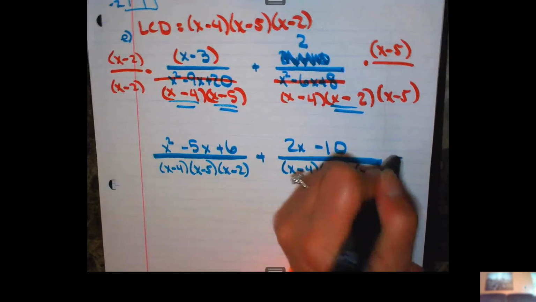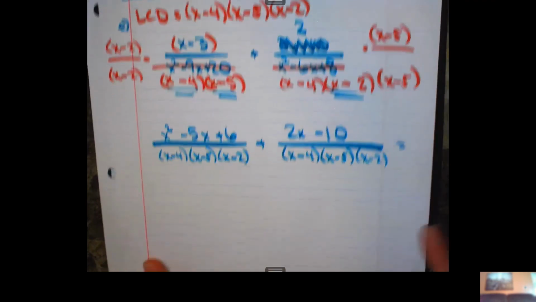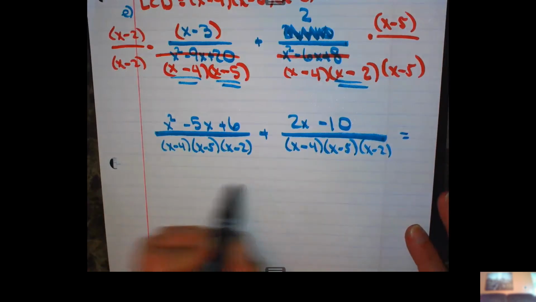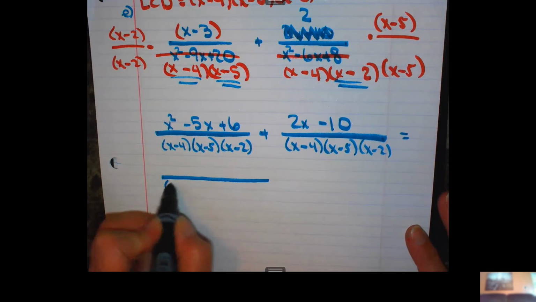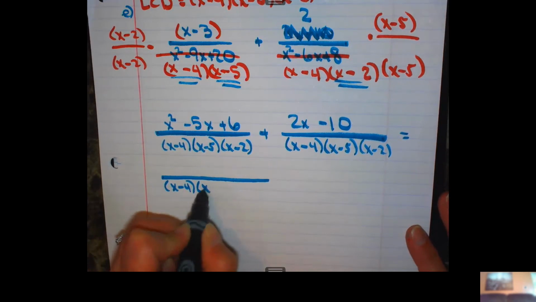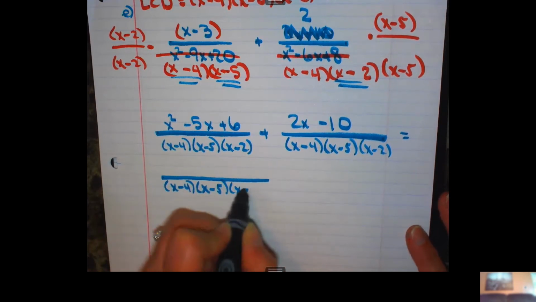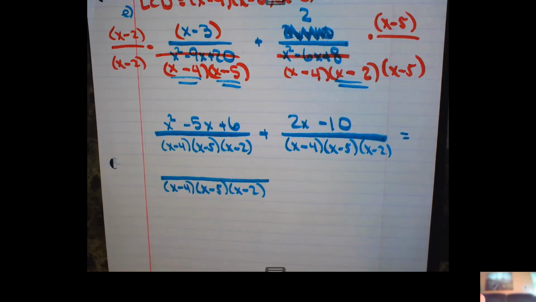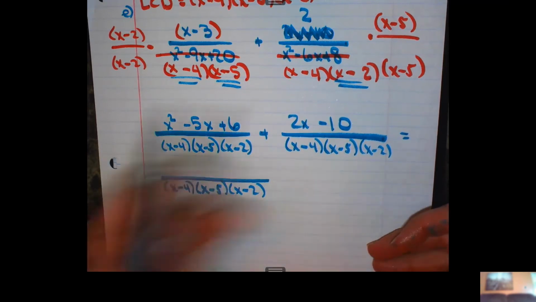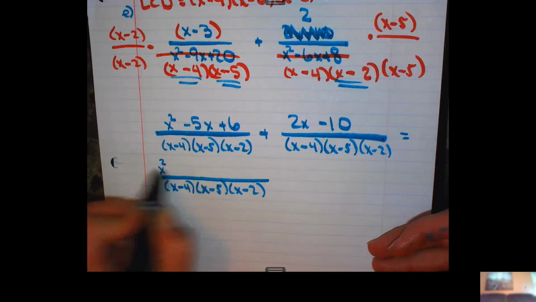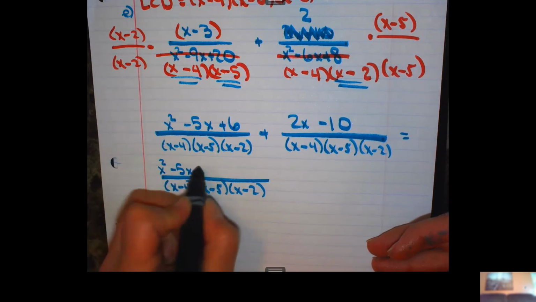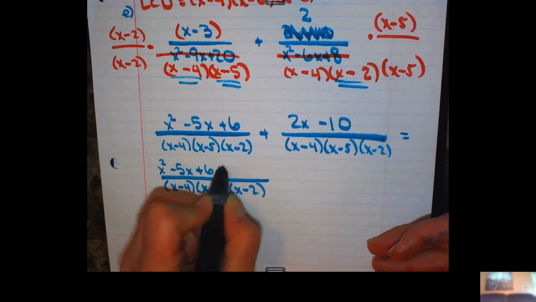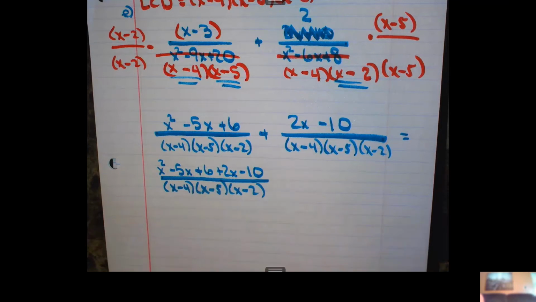Next step, we're going to make this all one fraction with the same denominator. So I'm going to bring down the denominator, x minus 4, x minus 5, x minus 2. If I'm going too fast, pause the video. Now I'm just going to rewrite all of these. I'm not going to combine yet. So x squared minus 5x plus 6 plus 2x minus 10.